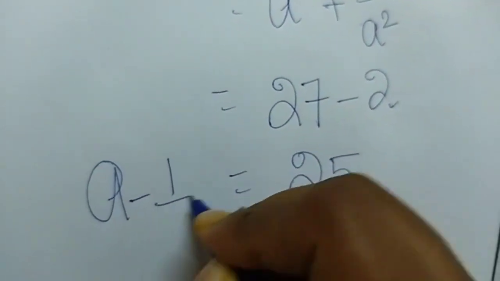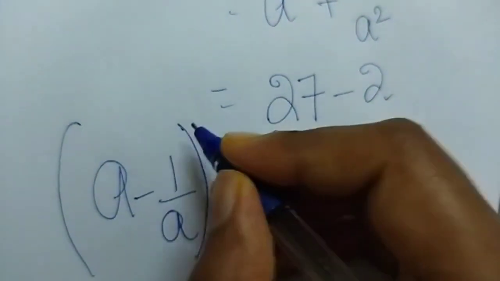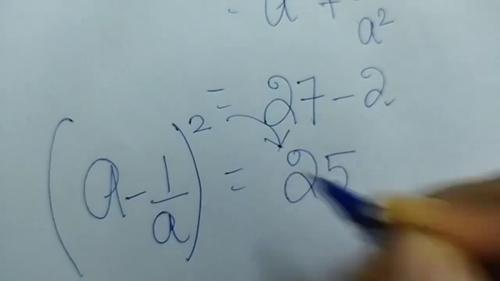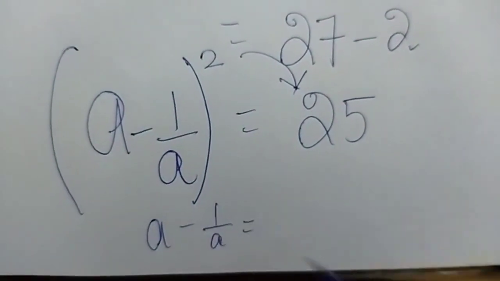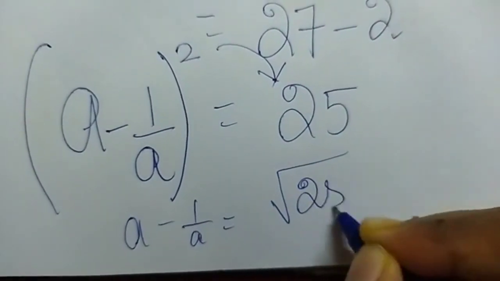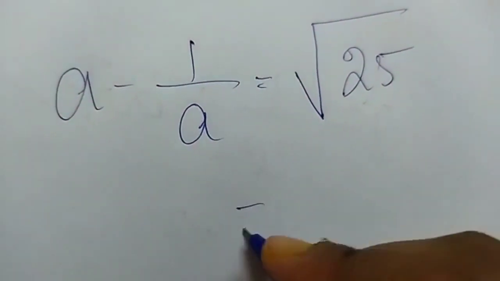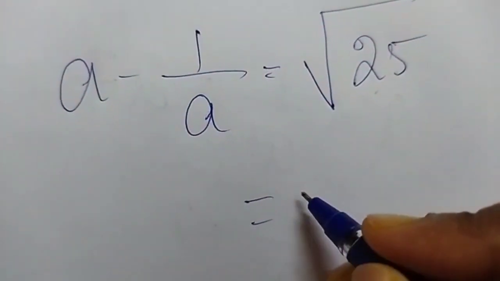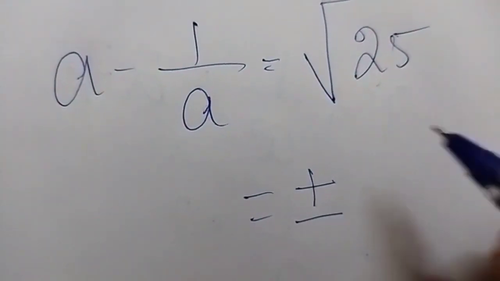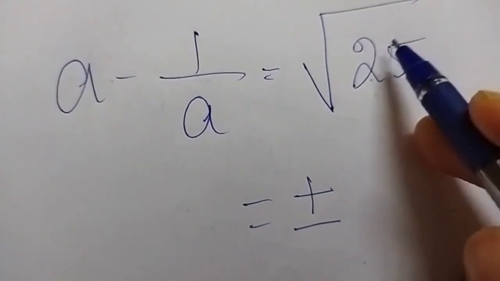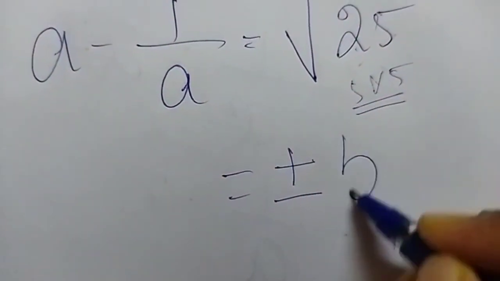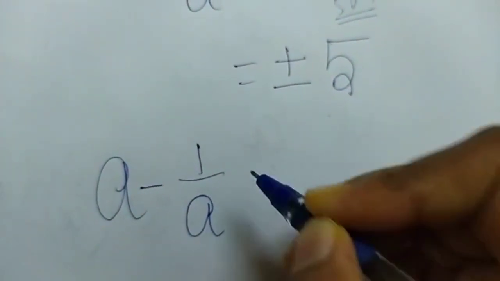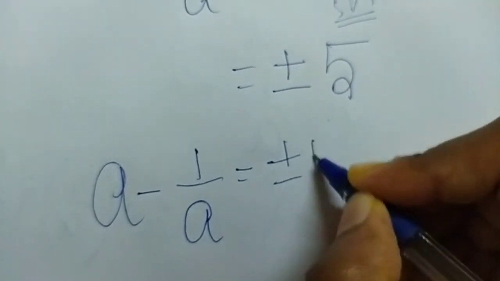A minus 1 by a whole square is equal to 25. Whole square coming this side becomes square root. So a minus 1 by a is equal to square root of 25. Taking out the square root, we should put plus or minus. So 25 is nothing but 5 into 5. From each pair we can take one number. So plus or minus 5. So a minus 1 by a is equal to plus or minus 5.